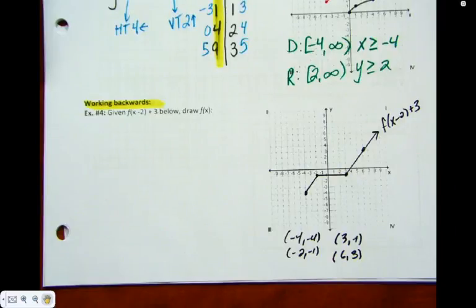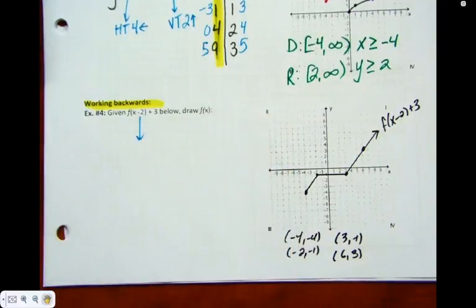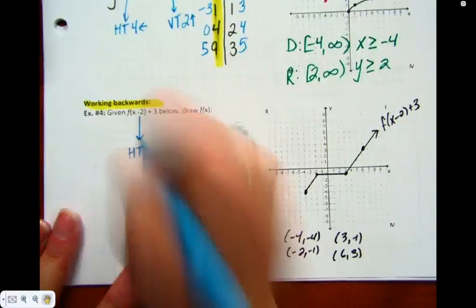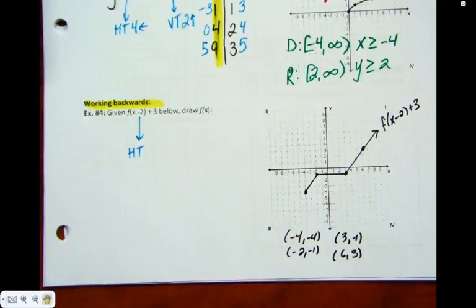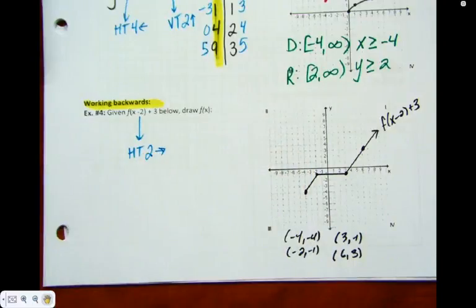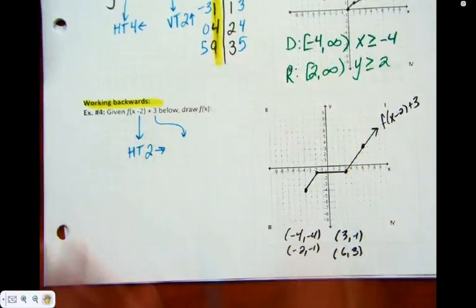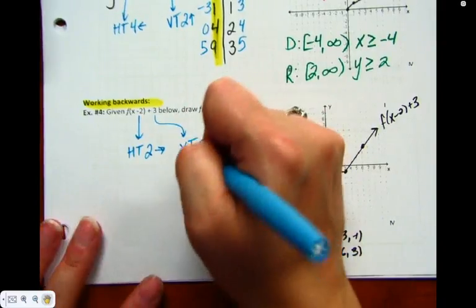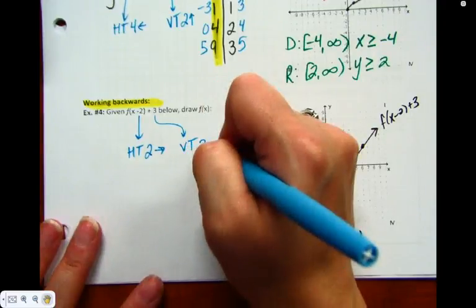So we're going to figure out what the transformations were, and we're going to do them backwards. The -2, inside brackets or outside brackets? So that means it's a horizontal translation. It would have been 2 units to the right. The 3, inside brackets or outside brackets? Means it's a vertical translation. 3 units up.